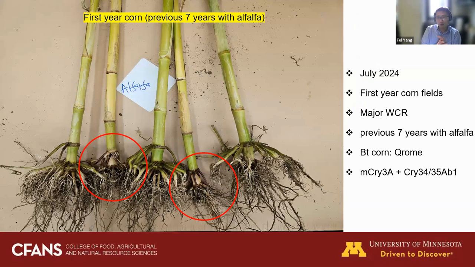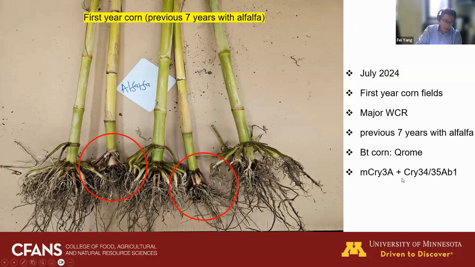During July 2024, in a first year corn field, we found significant damage to the corn roots. We visited the fields, and we found most of the insects there are Western corn rootworm, and this field was planted with alfalfa for the last 7 years. And as you mentioned, this is a BT corn field.